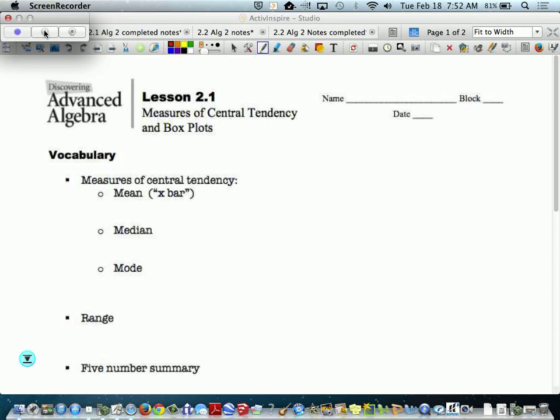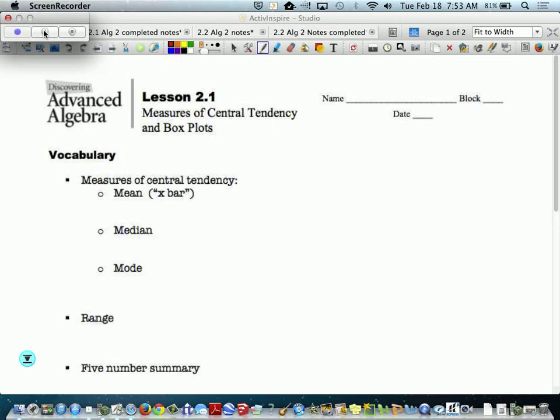So the measures of central tendency and box plots, this is something that you have probably done since you were very little. So just make sure you have the vocabulary straight. Vocabulary will be very important. My packet's going to look a little bit different than yours, so we just have to figure out where to write things, but we'll get through it.